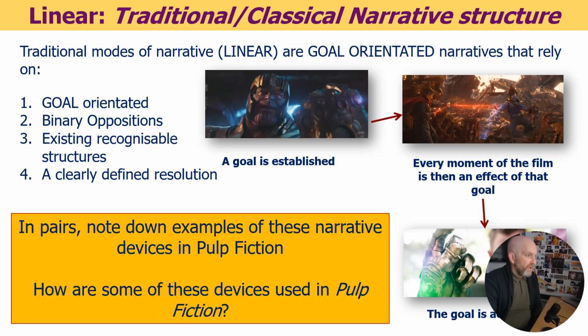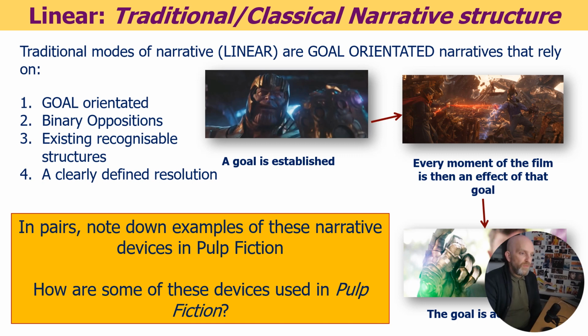So, in traditional, non-experimental linear narratives, the modes are linear and goals are created which drive the narrative. So most linear narratives are goal-orientated and rely on binary opposition. Anyone doing the film studies course will know what all these things are because you've studied British cinema, binary oppositions. There are existing recognizable structures, so part of narrative also encapsulates genre and representation. Narrative is a very broad topic, and we can bring those things into a narrative study, and it usually works towards a clearly defined resolution, and they all lived happily ever after.